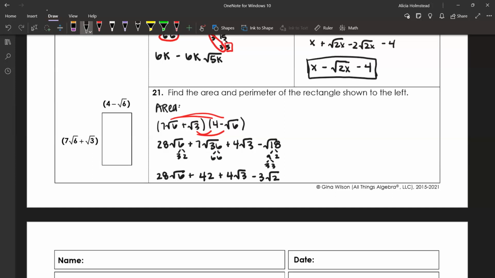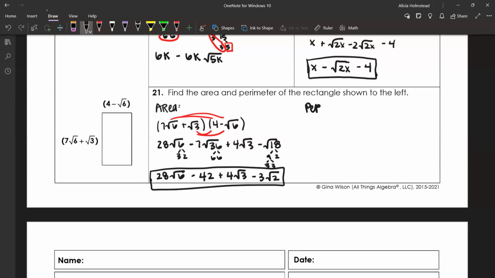I'm just checking my answer here. I felt like I missed something. Right here. I apologize. When we do 7 square root 6 times negative square root 6, this has got to be a negative 7. So this becomes a negative 42. And none of those are the same. So that would be the area of that box. Kind of a nasty area, but the area nonetheless.